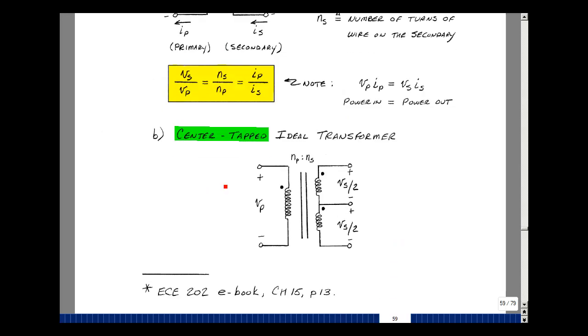Sometimes we want a dual power supply, so we'll use a center tap transformer. This just takes the previous results and divides it by 2. It gives us a polarity here and a polarity here. If you ground the center, you can get a plus and a minus effect. We'll look at using this in the ECE303 lab to build a power supply.